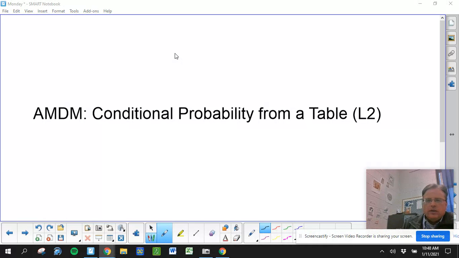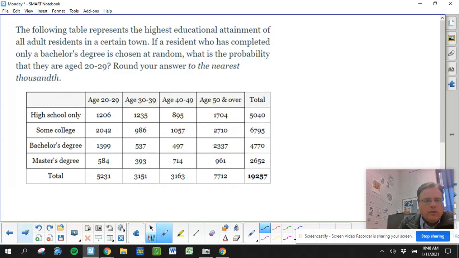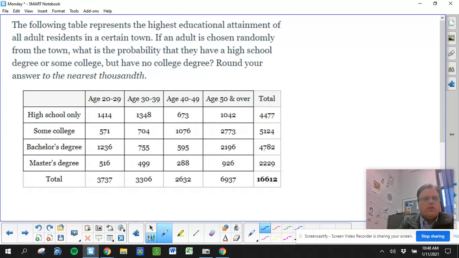We are doing conditional probability from a table, but we're upping a level, level 2. Okay, let's see what this has in store for us. I believe there are 3 problems, so I'm double checking. All right, here's our problem.